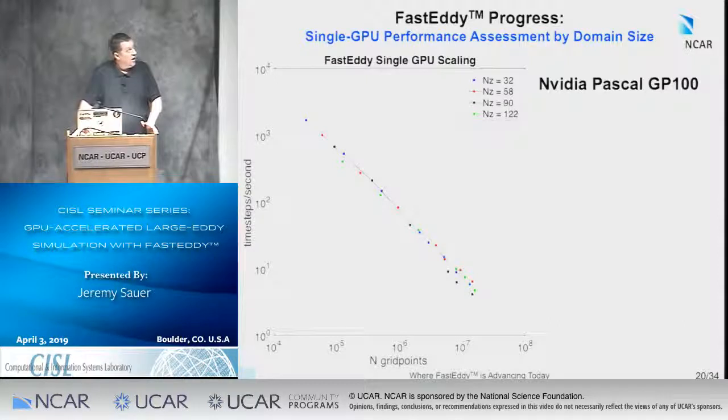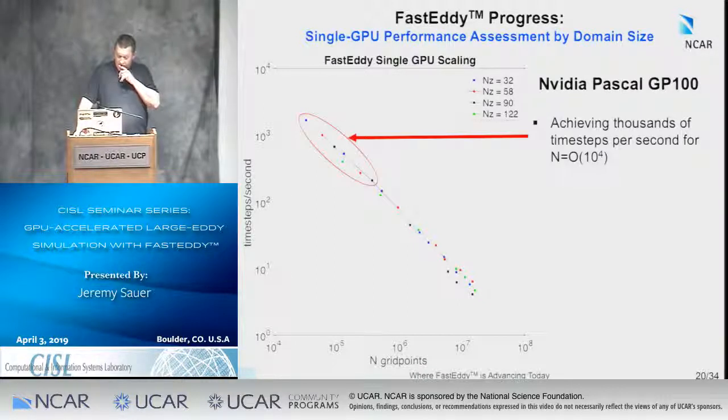So, a little bit of a single GPU performance assessment by domain size. On the y-axis, we're looking at time steps per second. So this is how many time steps we can accomplish per second of wall clock time as a function of domain size. And I just use the x-axis as number of total grid points in the domain. This is again on the NVIDIA Pascal GP100.